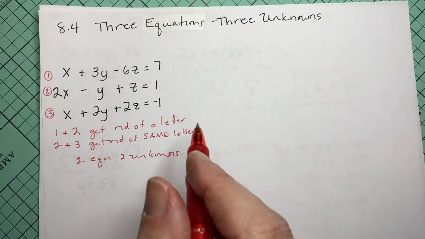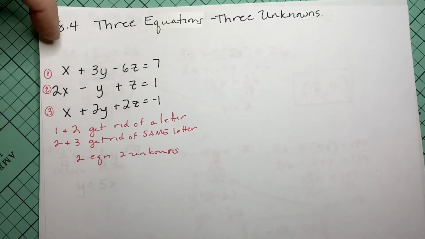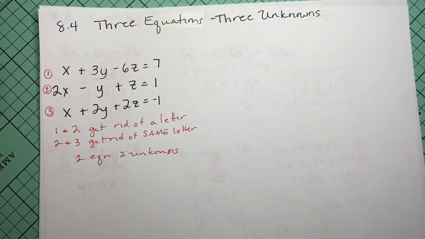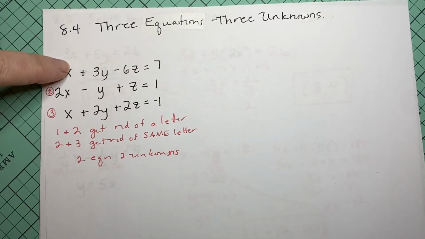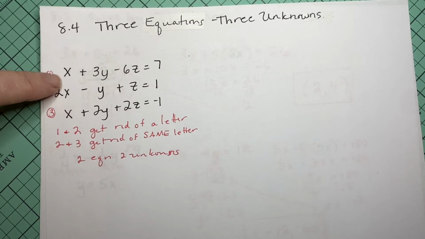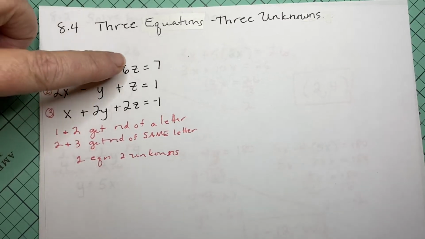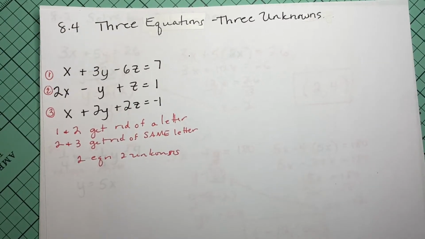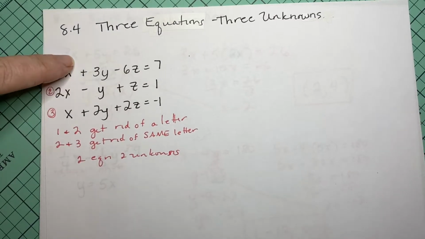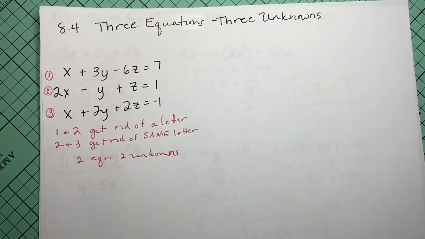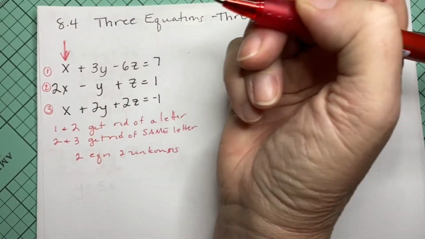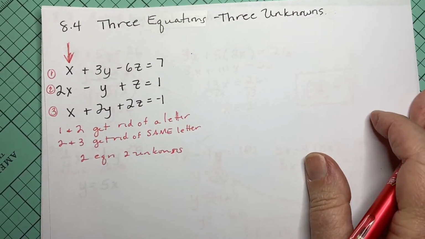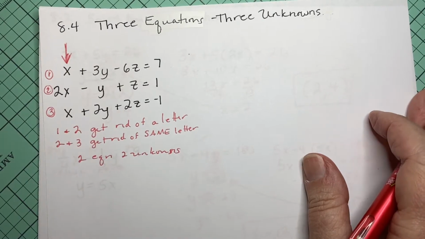So before you decide which letter to look at, I like to look in the column here, and you want the one that doesn't have very many coefficients. So do you see this? The x's only have 1 coefficient, the y's have 2, and the z's have 2. So the one with the least amount of coefficients is the easiest to get rid of. So I'm going to choose to get rid of x. And so I'm going to kind of mark an arrow here that x is what we're going to get rid of here. So we're going to take 1 and 2.